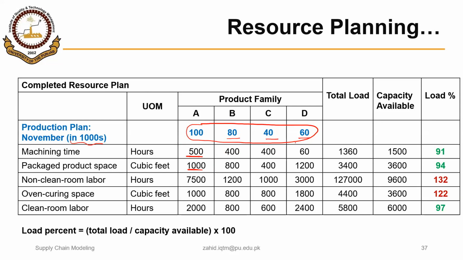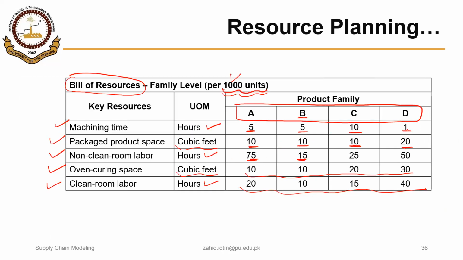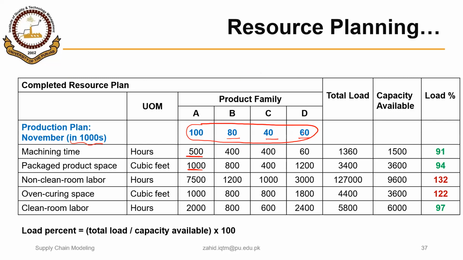Just for example, for product D, we require 1 labor hour for 1,000 units. So for 60,000, we will require 60 labor hours. So you could simply multiply the quantities from the previous table with these quantities to come up with these figures. So we can add these values together to calculate the total load. Total load on the machining is the sum of these 4. So that is 1,360.